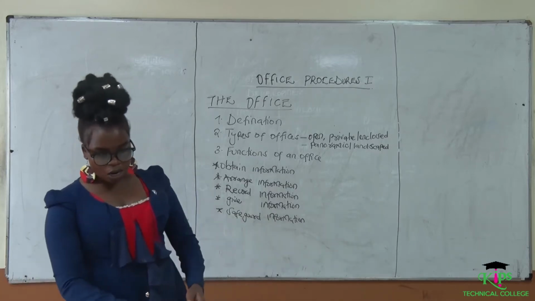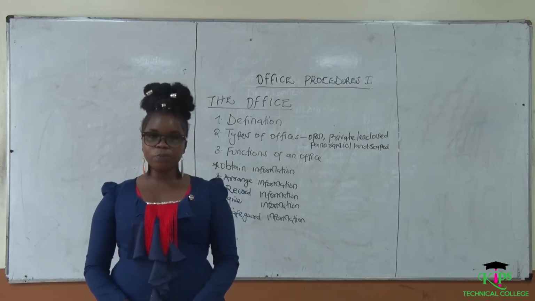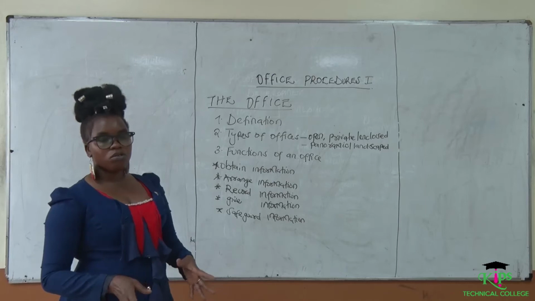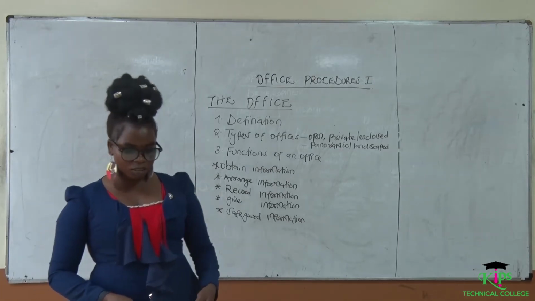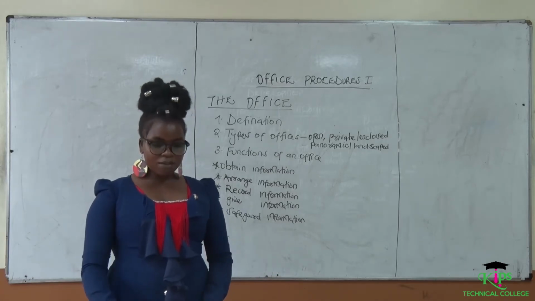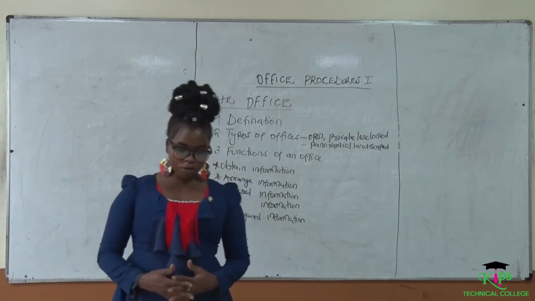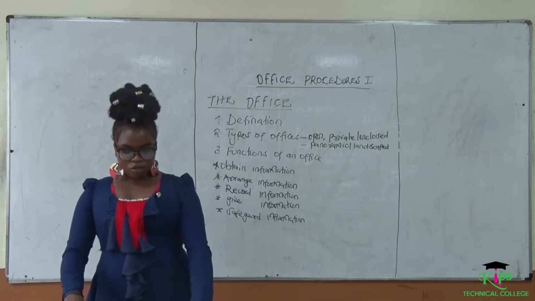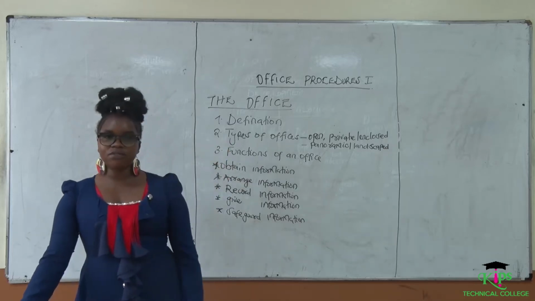We'll also learn about the duplication of documents, or what we call reprography. This is where we'll see the introduction of photocopier machines, printing machines, and computers, because by the end of the day, after typing these documents, we need to produce copies of the same documents. So the first thing which you're going to see here is a definition of an office.